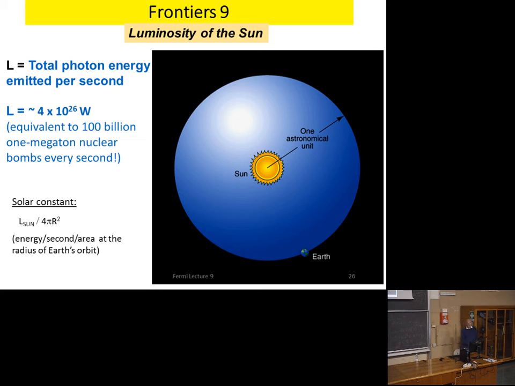Now, how bright is the sun? We measure it in terms of luminosity. Luminosity is how much energy in photons is emitted per second. The luminosity of the sun in units that we like to use is 4 times 10 to the 26 watts. That's equivalent to 100 billion 1-megaton nuclear bombs every second. That's how much energy is being emitted from the sun. That's a lot.